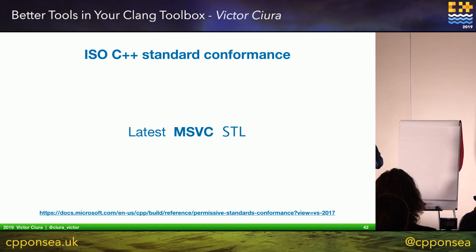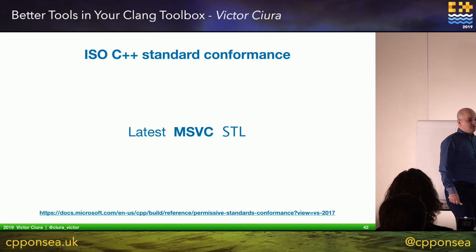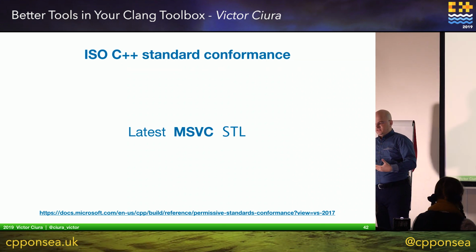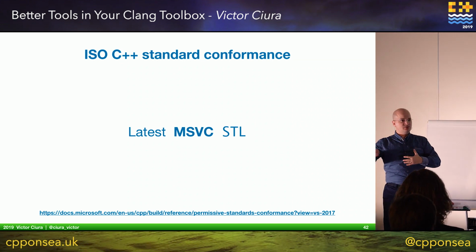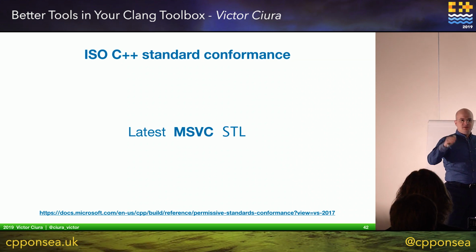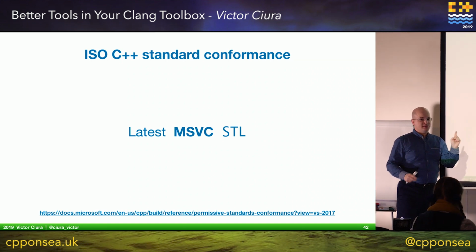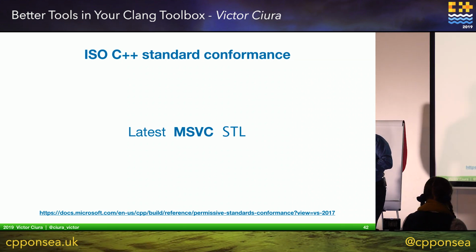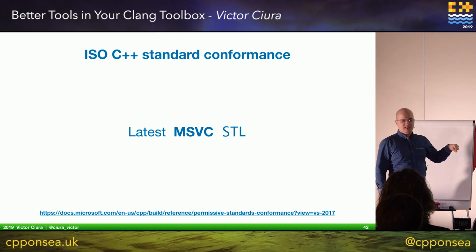But the latest Visual Studio STL actually is in very good shape. One thing that you need to know is that for using Clang and LLVM on Windows, there's a pre-built binary that you can download off llvm.org. It's an installation kit that you double-click and it installs everything. It's very straightforward. But it doesn't ship with its own STL, so it actually uses the STL from MSVC.